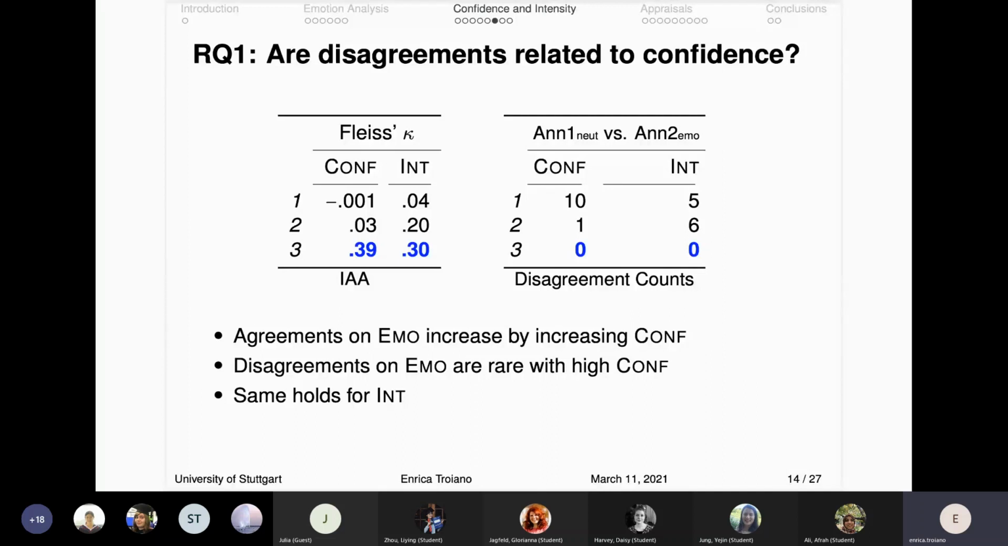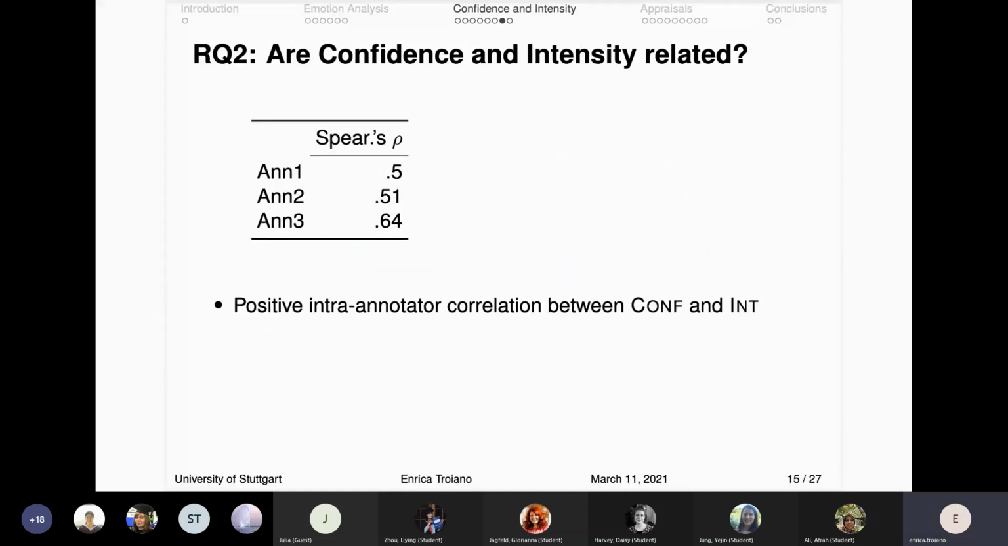So disagreements are related to confidence, but they are also related to the intensity with which the emotion is expressed. Okay, that was a first signal that intensity and confidence may be related, but let's answer this question more properly. So we are looking here at Spearman's correlation coefficient, which we computed for each annotator, taking their ratings for confidence and their ratings for intensity.